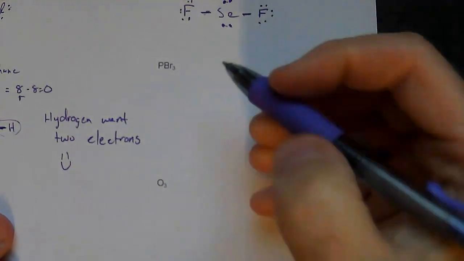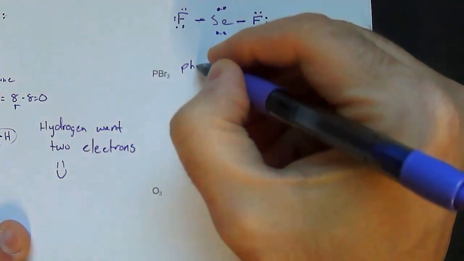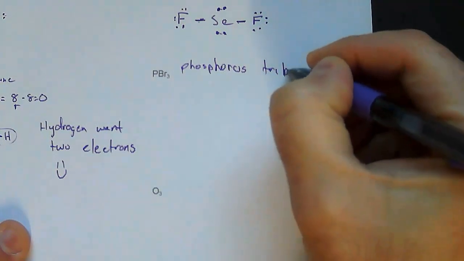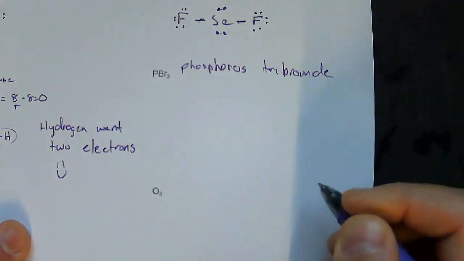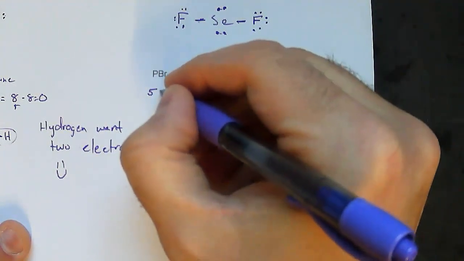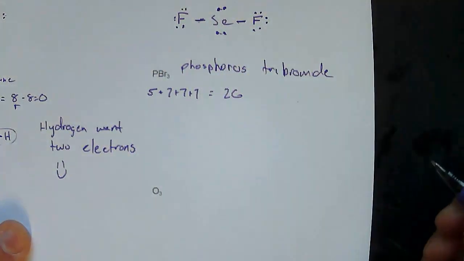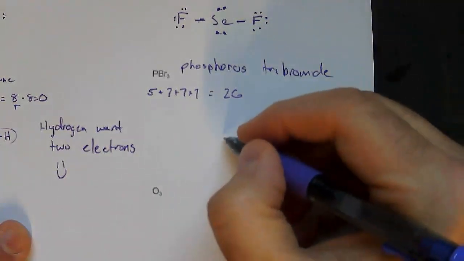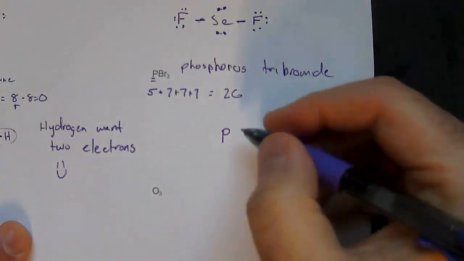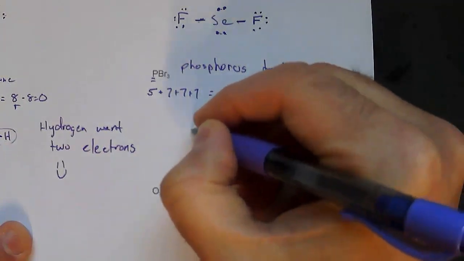So now let's do PBr3. Okay. So this is phosphorus tribromide. Okay. So we're going to count valence electrons. Phosphorus is 5 plus 7 plus 7 plus 7. So this is 26. Okay. So we're going to put phosphorus in the middle. The first one usually goes in the middle, again, unless it's hydrogen.